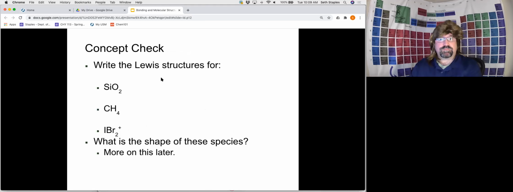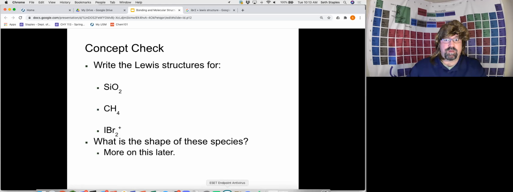And so take a few minutes now, go ahead and pause the video, and draw these Lewis structures out. I don't have the answers to these, or actually I will. I'll pause the video too, and I will come up with the answers to these that I will put up on the whiteboard. So go ahead and pause the video and draw out these Lewis structures and see what you come up with.